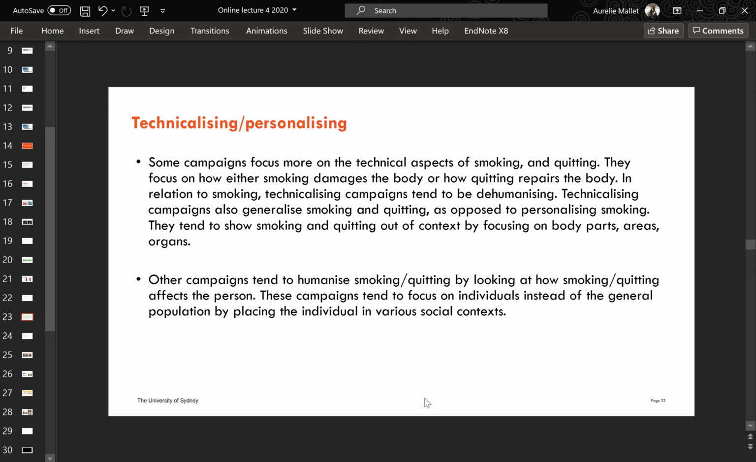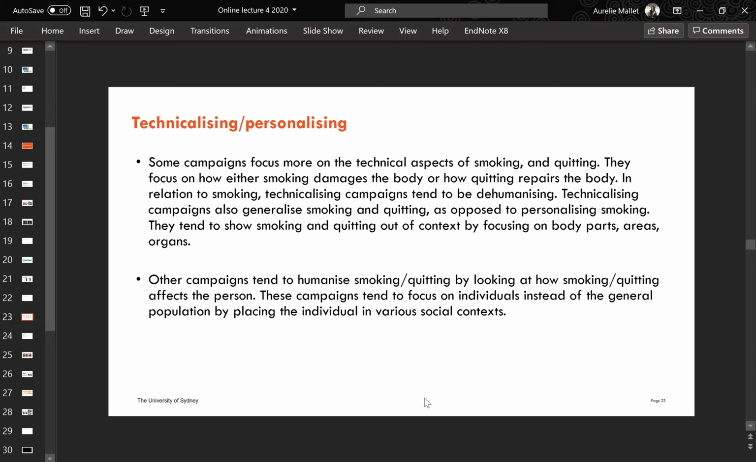Okay, so that was the first set of strategies: negativity and positivity. The second set is called technicalising and personalising. I'll look at technicalising first. Some campaigns focus more on the technical aspects of smoking or quitting. They focus on either how smoking damages the body or how quitting repairs the body. In relation to smoking, technicalising campaigns tend to be dehumanizing.